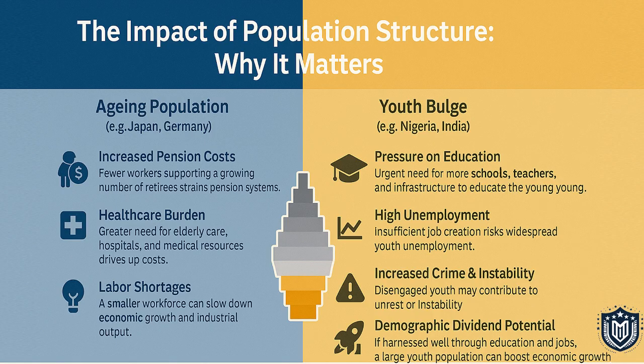Population structure isn't just a chart on a page, it's a window into a country's future. The shape of a population pyramid tells us what challenges and opportunities a nation is likely to face. Let's look at two contrasting examples. First, countries like Japan or Germany have an aging population. This means a growing proportion of elderly citizens.